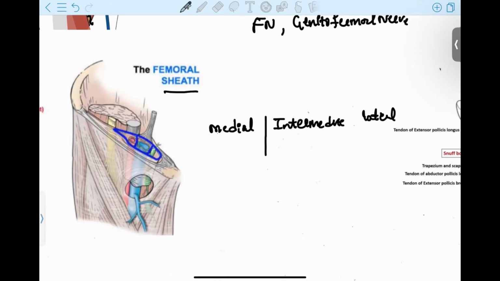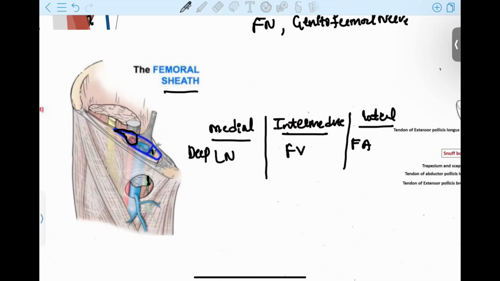And what is the content present in these three compartments? In the medial one, we have the lymph nodes, so the deep lymph node is present here. Next, in the intermediate one, your femoral vein is present, and in the lateral side, your femoral artery. Here you can see these are the different compartments located within the femoral sheath. Lateral to the femoral artery, the genitofemoral nerve is present. So this is the femoral sheath, its compartments and contents.